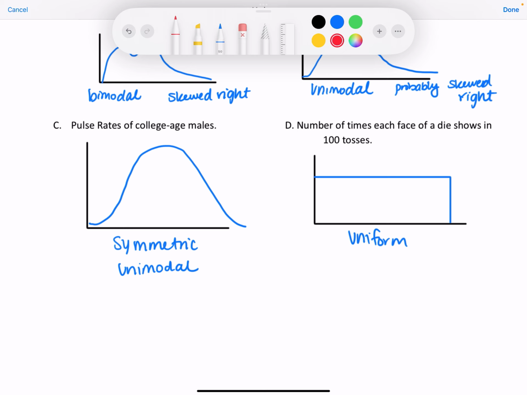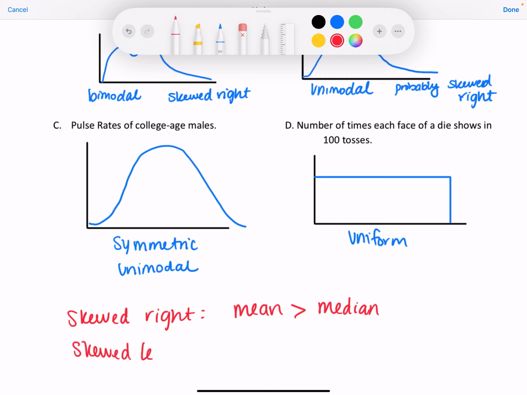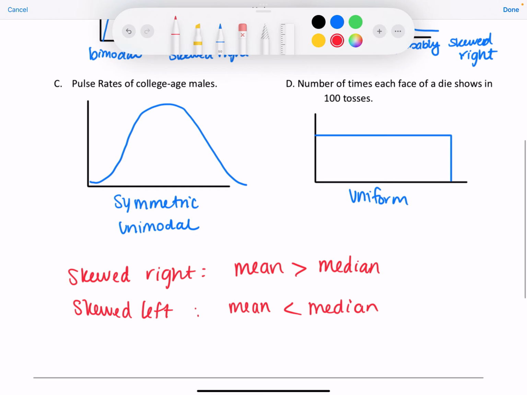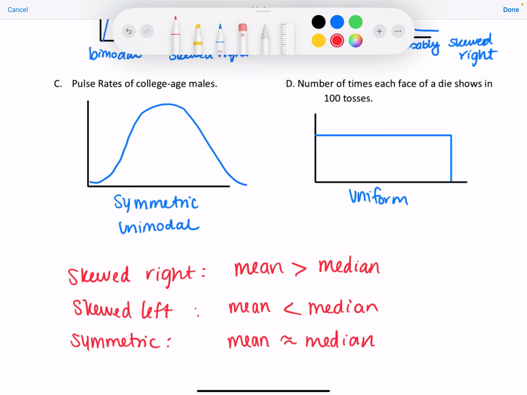All right, something to note here, just so that you are aware. If it's skewed right, the mean is greater than the median. If it's skewed left, the mean is less than the median. And if it is symmetric, the mean is approximately equal to the median. Make sure you know that. So I'm writing it in big letters. You will not get very far without it.